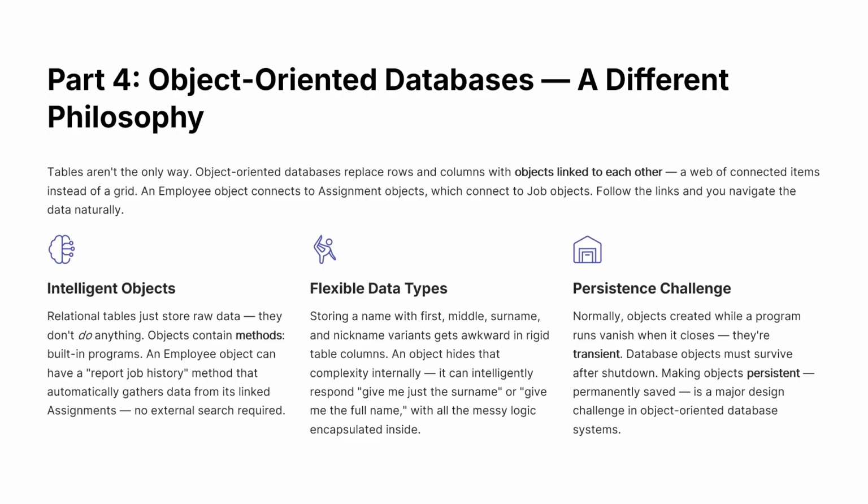One more concept worth knowing, persistence. Normally, when a program runs and creates objects, those objects vanish, poof, when the program ends. That's called being transient. But database objects need to stick around after the program closes. Objects that are saved permanently are called persistent objects. And making that happen is actually a big design challenge for object-oriented database systems.